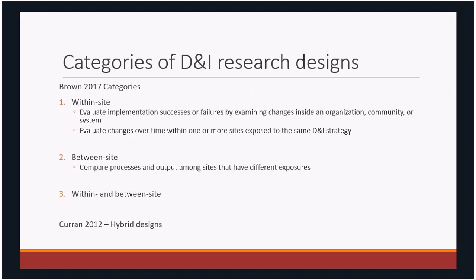So there are two big categories of research designs. The first is from Brown, a review in 2017. With this one, he describes research designs in terms of within, between, or within and between site comparisons, depending on what type of contrast you're trying to make. Separately, Curran has introduced this idea of hybrid designs that help us think about D&I along the continuum of effectiveness to implementation research.